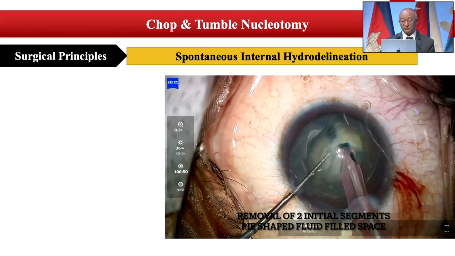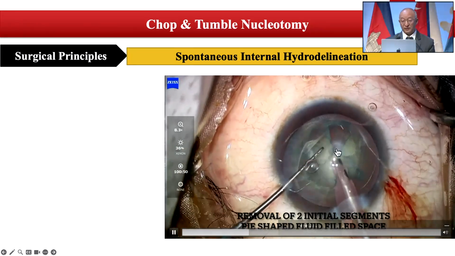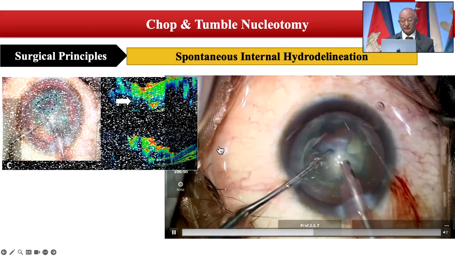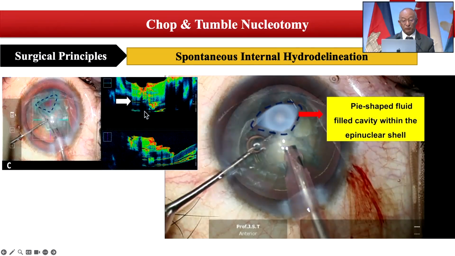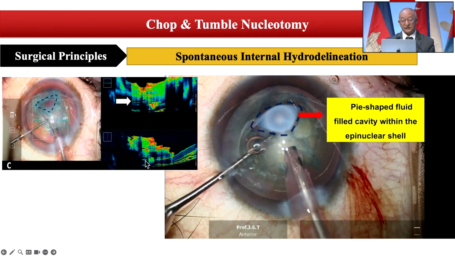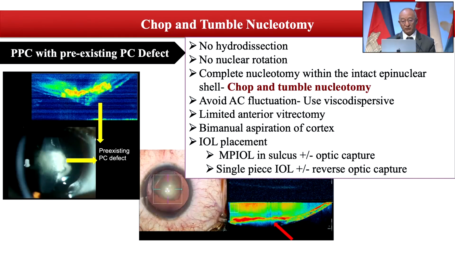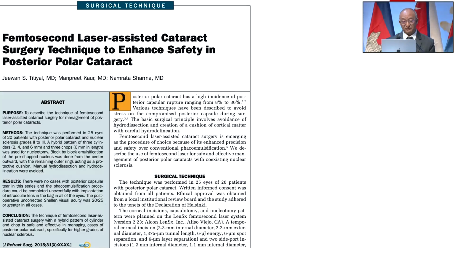Just another demonstration with the AIOS20 microscope. This is a primary chop I have done. I've created a space here, and this space gives you fluid to redelineate the endonucleus in these cases. And that also improves the subsequent movement of the nucleus, which is managed very effectively. And this technique is very useful in a pre-existing PC defect also.